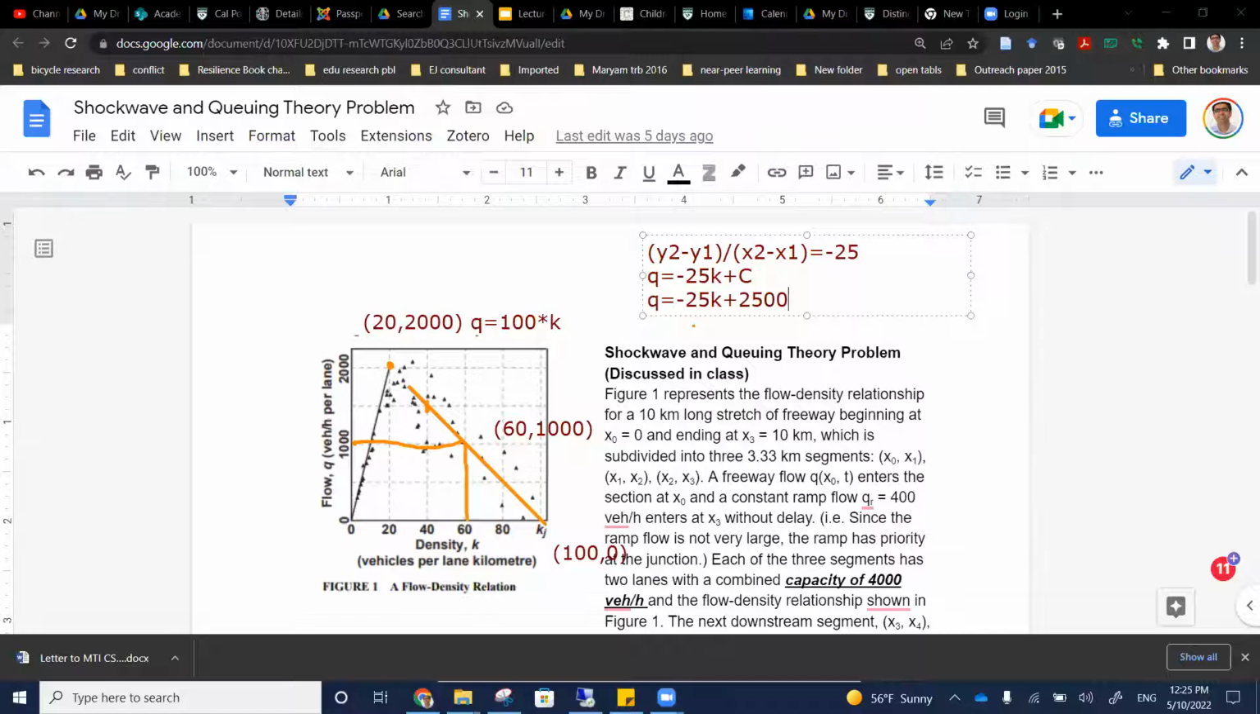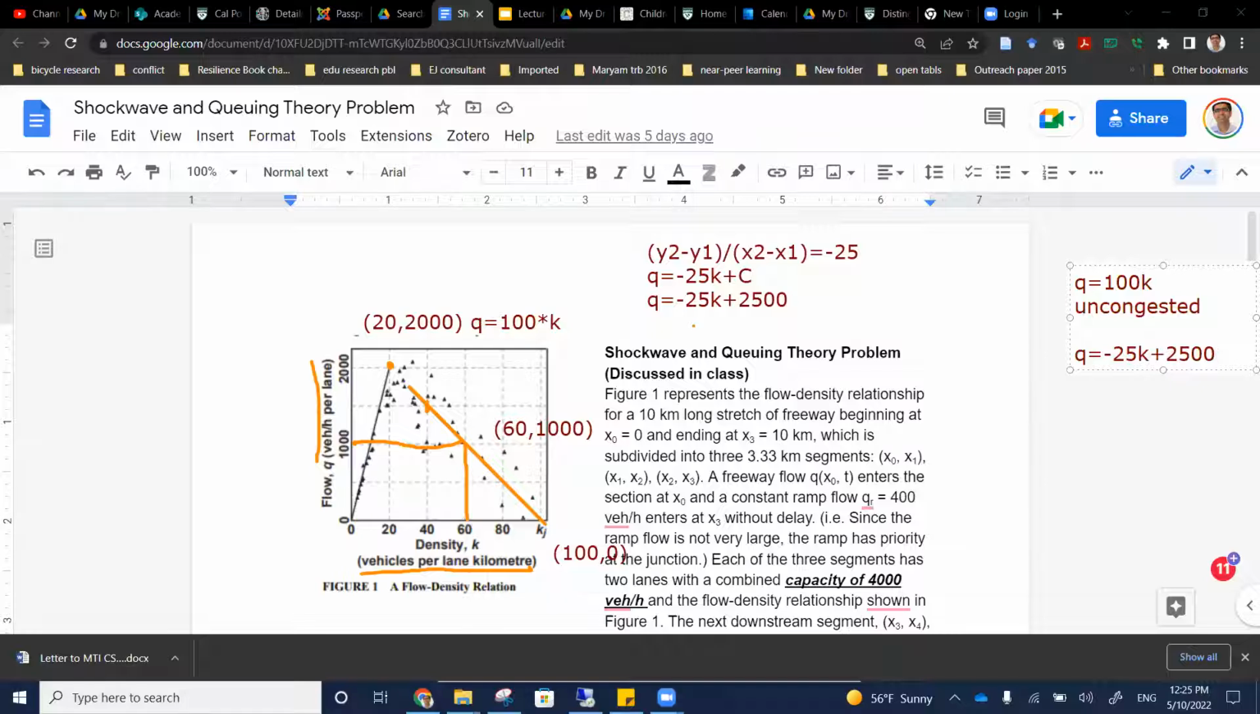And remember, one thing that we should note here, and I should highlight, is that this is vehicles per lane kilometer. So this is all per lane relationships. The two equations I've come up with now, I should probably write down on the side here: Q is equal to 100K for uncongested, when I have no congestion. But when I have congestion, it's going to be negative 25K plus 2500.